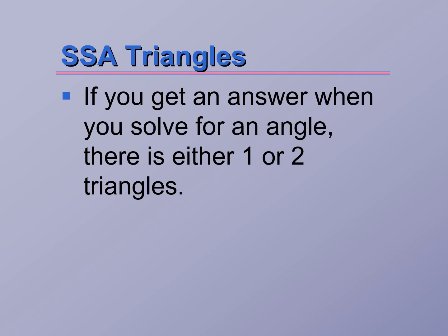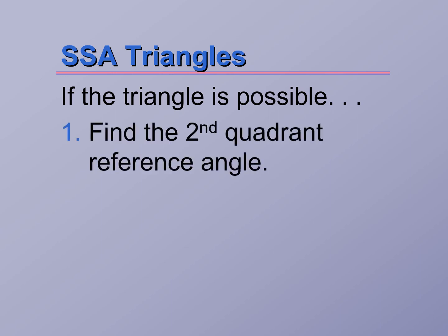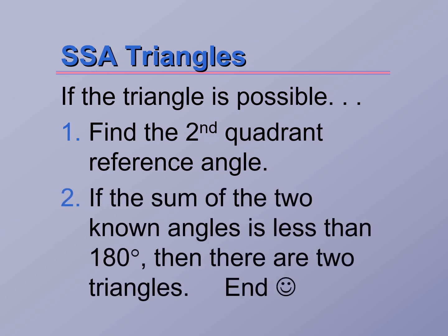If you get an answer when you solve for an angle, there is going to be either 1 or 2 triangles. So to figure out if there's going to be 1 or 2 triangles, this is what you can do. If the triangle is possible, find the second quadrant reference angle, and then after that, if the sum of the 2 known angles is less than 180, then you're going to have 2 different triangles.